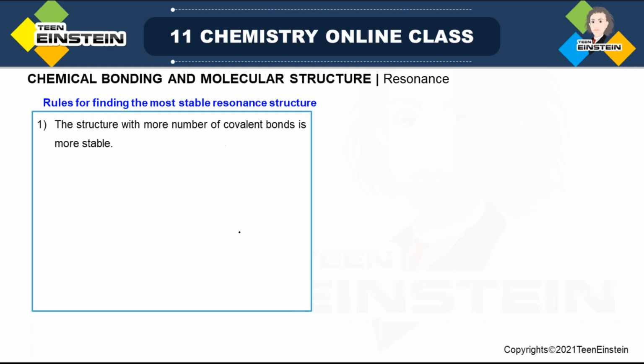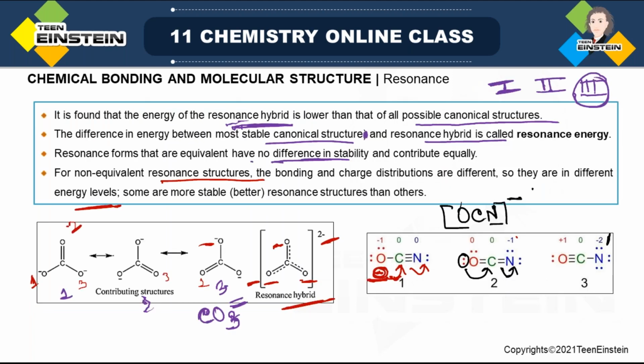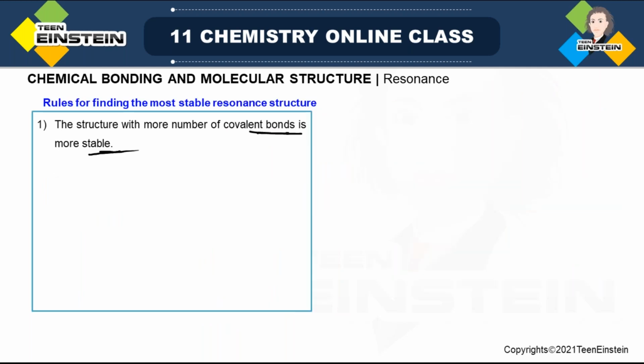The structure with more number of covalent bonds is more stable. So in some structure, you can consider the previous one. Though in the previous case, that rule is not applicable, because in all these structures, 1, 2 or 3, there are a total of 4 bonds, whether that is between oxygen, carbon, carbon, nitrogen, whatever it is, but total number of bonds is 4, right? But in some resonance structure, you will see this is different. Then you can apply this rule. You have to choose that structure where covalent bonds are maximum. So the structure with more number of covalent bonds is more stable.